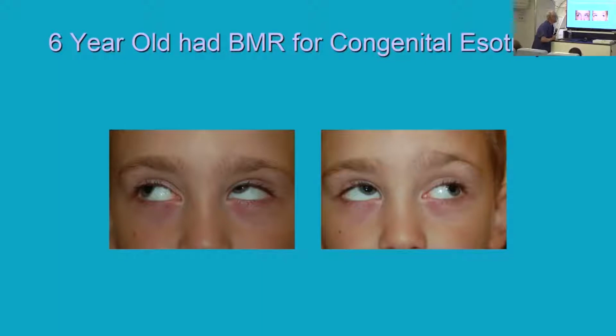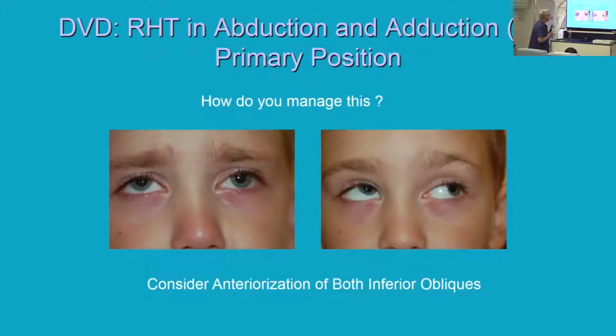Anyway, I was talking about the combination of that. So this is a 6-year-old that previously had a bimedial recession for congenital esotropia, and then developed these vertical findings, which became a bit of an issue. So he has a DVD, a right hypertropia in abduction and adduction and primary position.